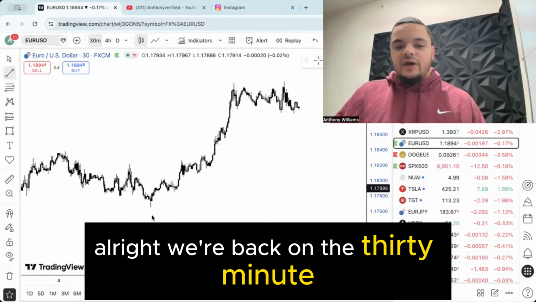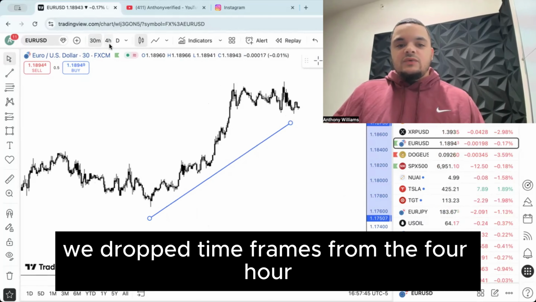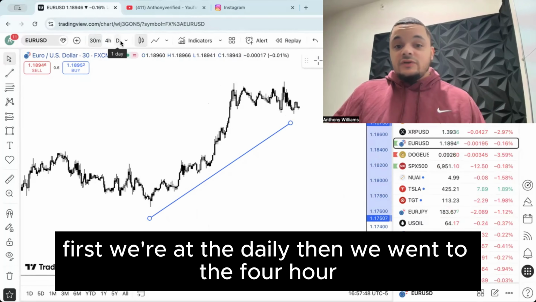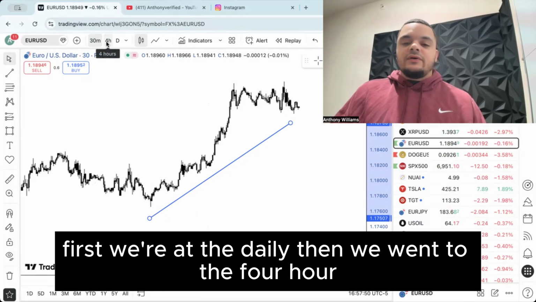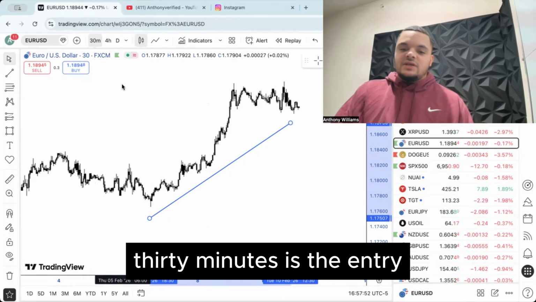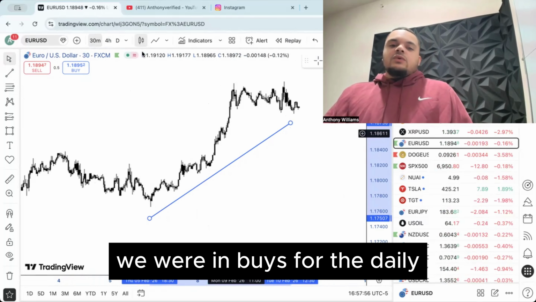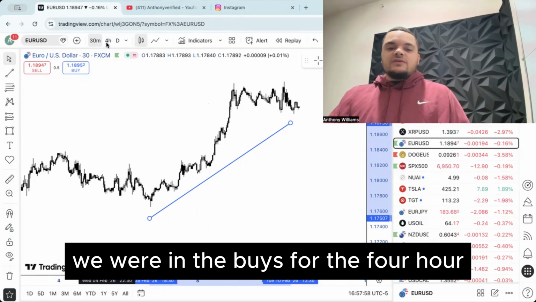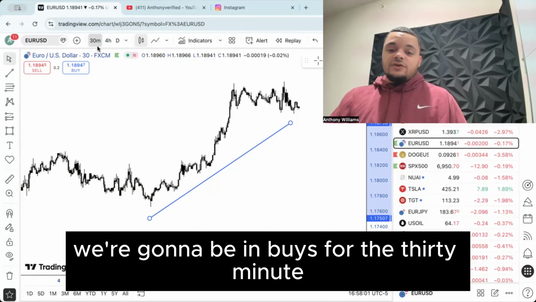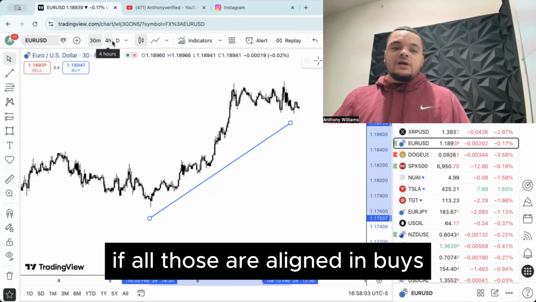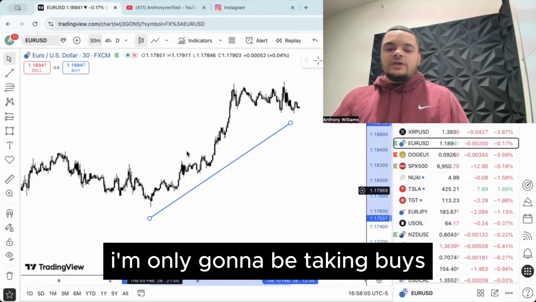All right, we're back on the 30 minute. We dropped time frames from the 4 hour. First we were at the daily, then we went to the 4 hour, now we're in the 30 minutes. The 30 minutes is the entry. Since this is our entry, we obviously see that we're in buys. We were in buys for the daily, we were in buys for the 4 hour, and we're going to be in buys for the 30 minute. If all those are aligned in buys, I'm only going to be taking buys.